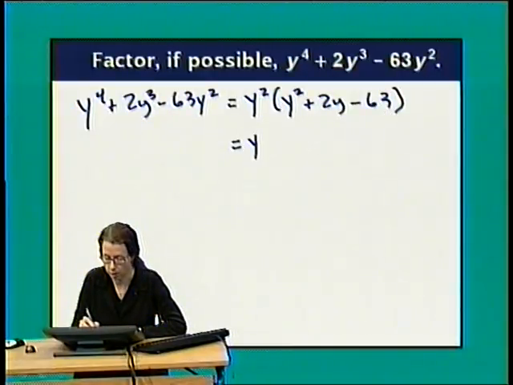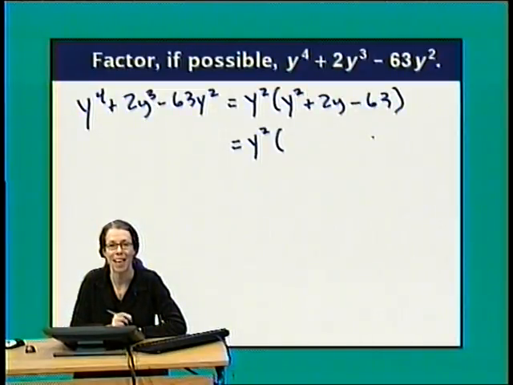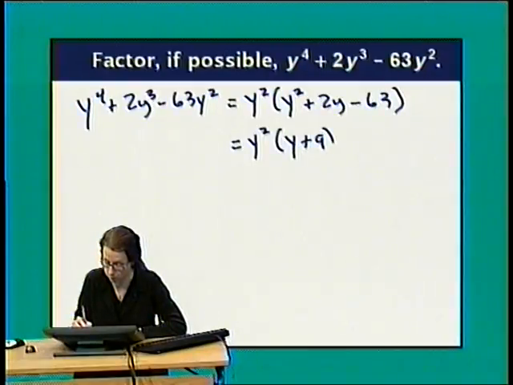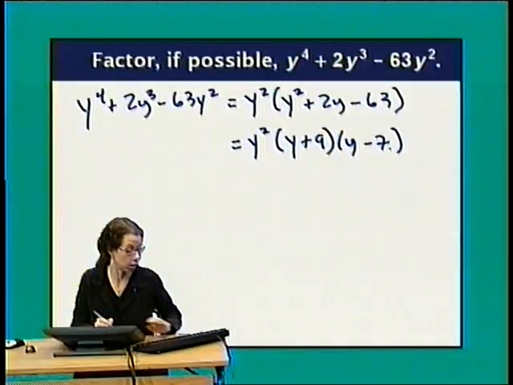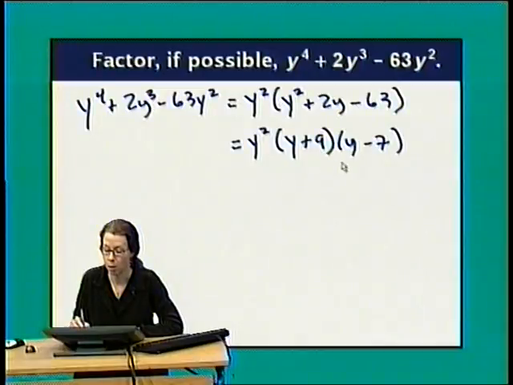When I write my next line, that factor of y squared that I factored out just stays there, it doesn't go away. And now I'm looking for integer factors of negative 63 that add to positive 2. Well, positive 9 and negative 7, that will fit the bill. Here I'm going to do a quick check in my head. I'm going to first check the trinomial y squared plus 9y minus 7y, that's plus 2y, minus 63. That's this. Quick check to make sure I factored out y squared correctly. Y to the fourth plus 2y cubed minus 63y squared. It checks.